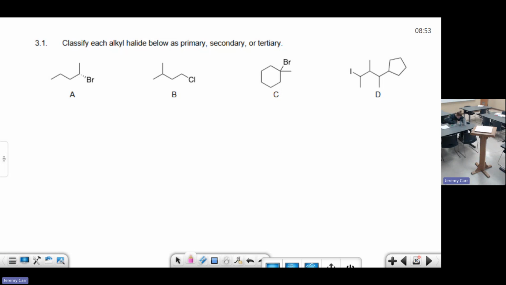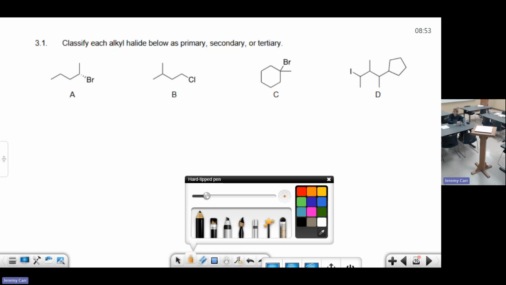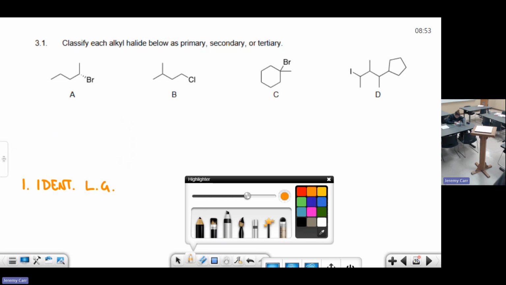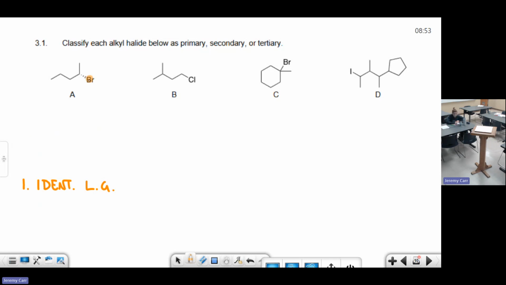We'll do this in orange, right? Because we've been identifying leaving groups with orange. So first, we're going to identify your leaving group. Okay, so we look at our first example that's provided here. Move this down. All right. So we look at A for a second here. Let's identify the leaving group. Want to guess what the leaving group is? Take a guess. Br. Here you go. Your leaving group is Br.